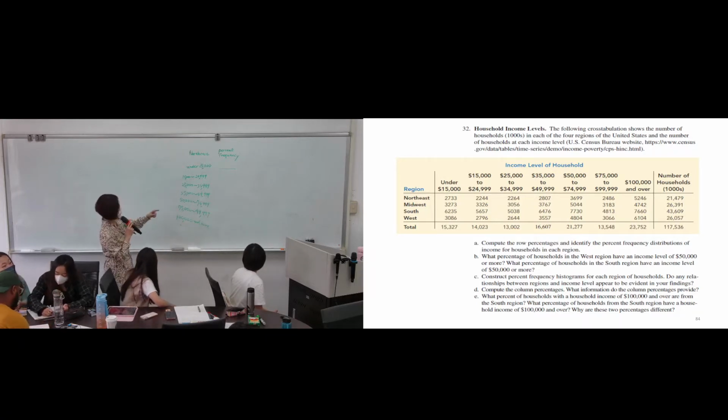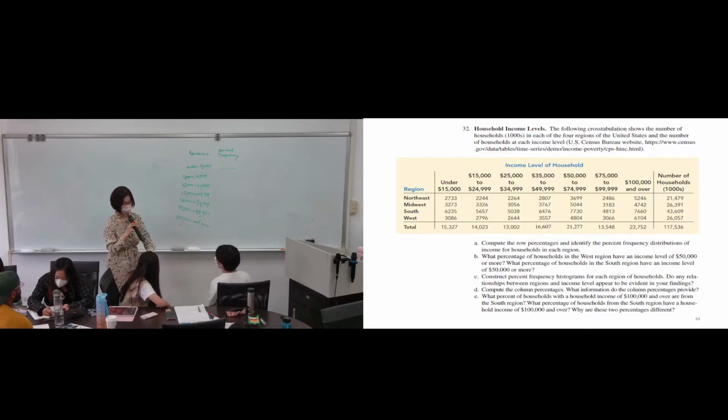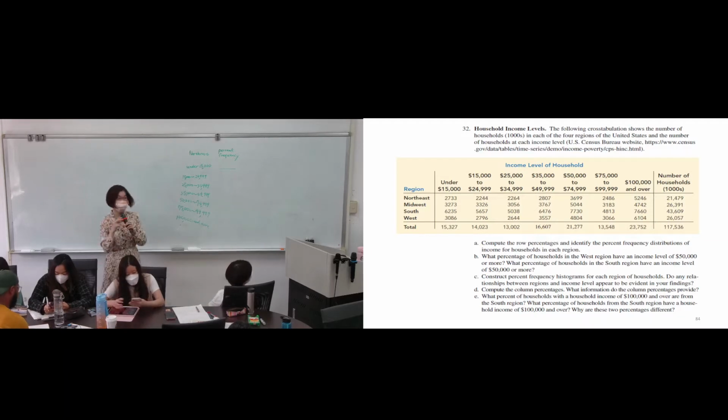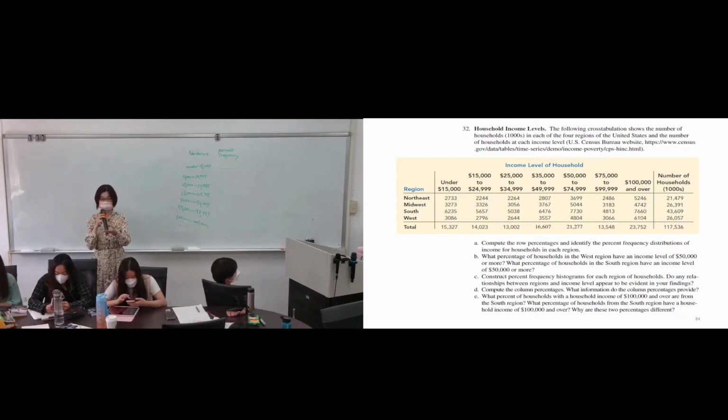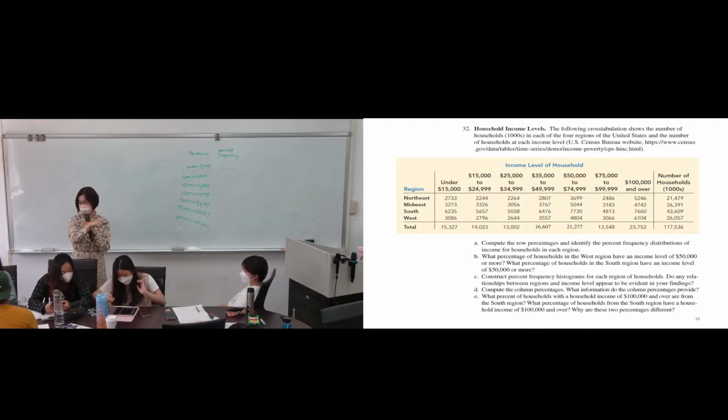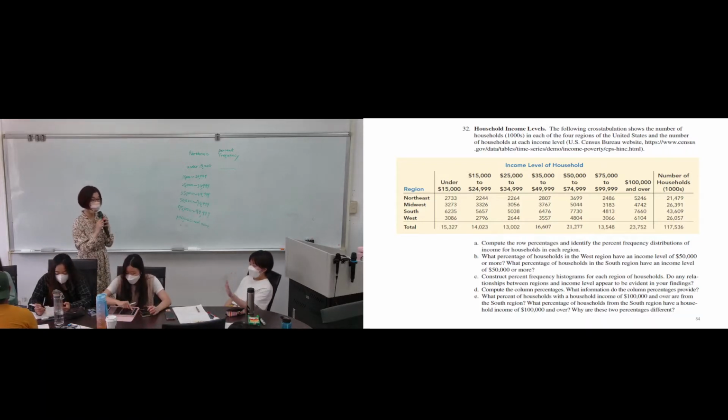So Momoka will do that for Northeast, and Jovita will do Midwest. All I have to do is divide each one by the total and then change to the percentage. Chai will do South. Michael will do West. And Lovely will convert all the values based upon the row percentage.